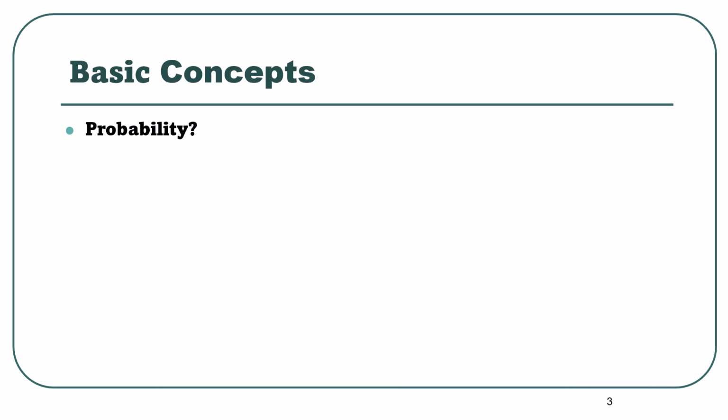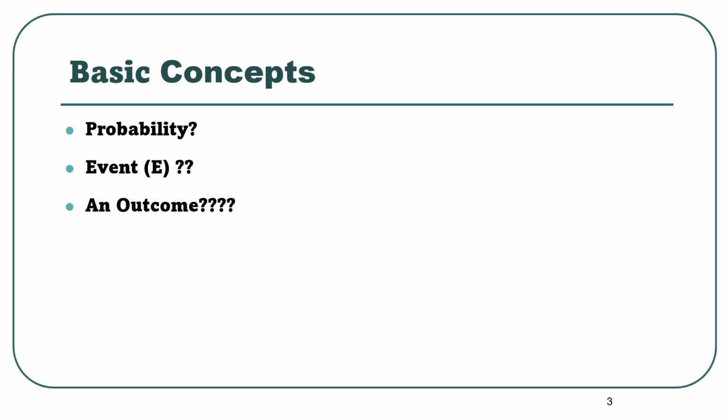Now, what is probability after all? Probability is the chance of an event occurring. And what is the event? Event, this is a set which consists of outcomes from a probability experiment.